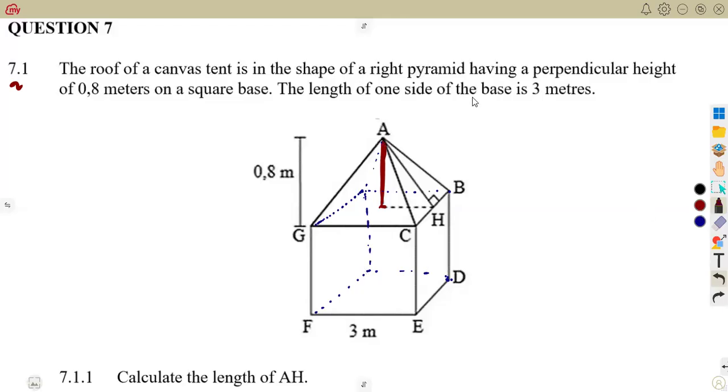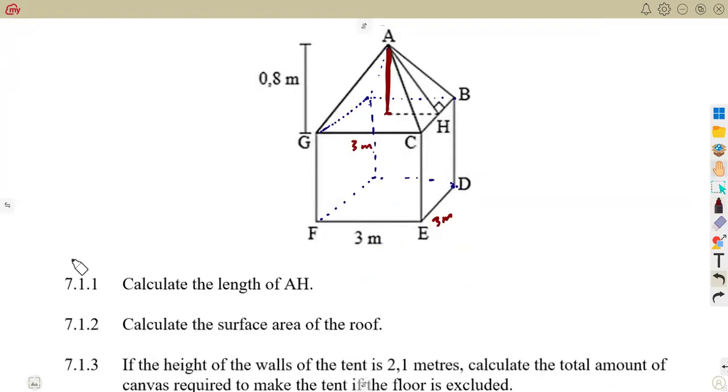The length of one side of the base is 3 meters, as we are given. So FE, meaning to say also this is 3 meters. This is 3 meters. Remember, we're given this as a square. This is 3 meters, everything 3 meters. It's a square base. Then the question on 7.1.1: calculate the length of AH, from A to H.